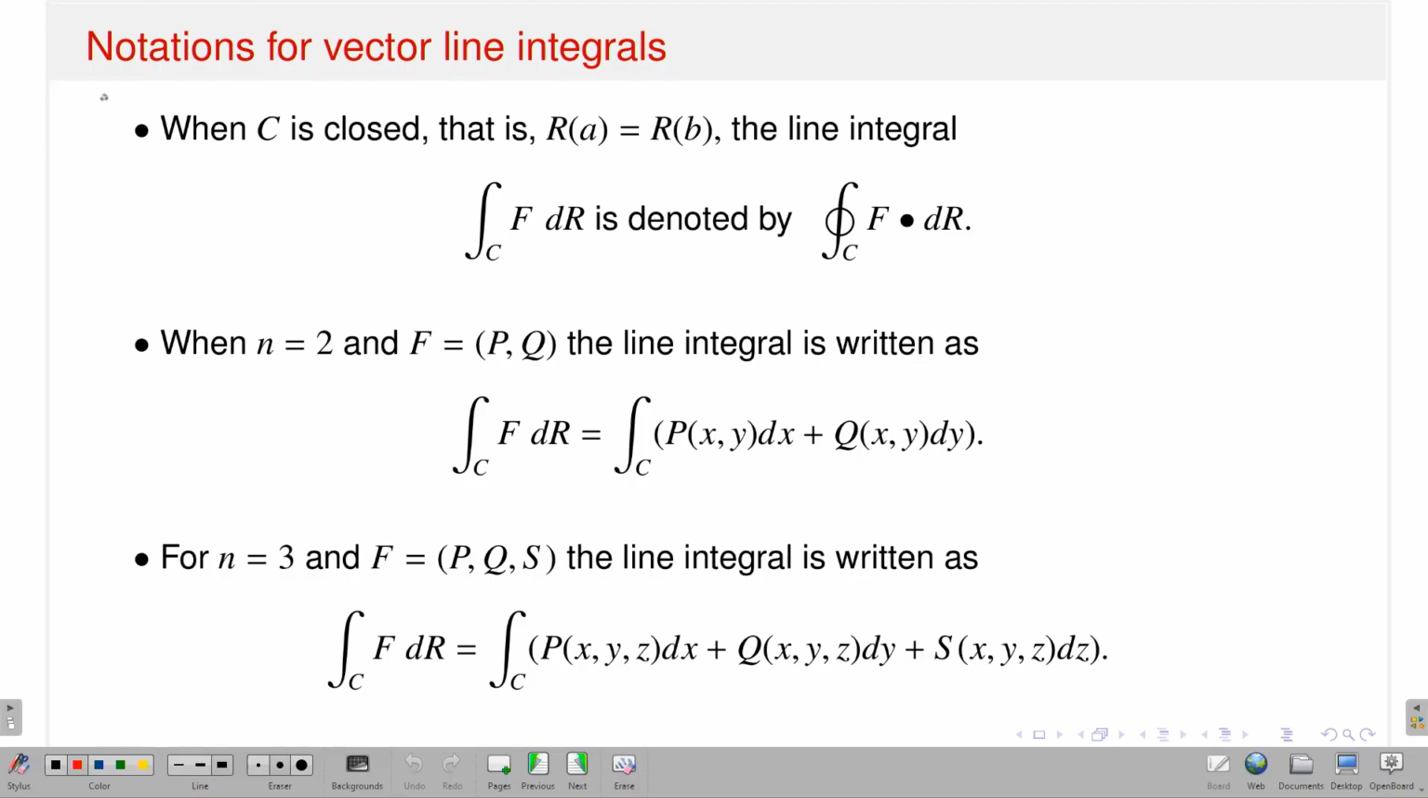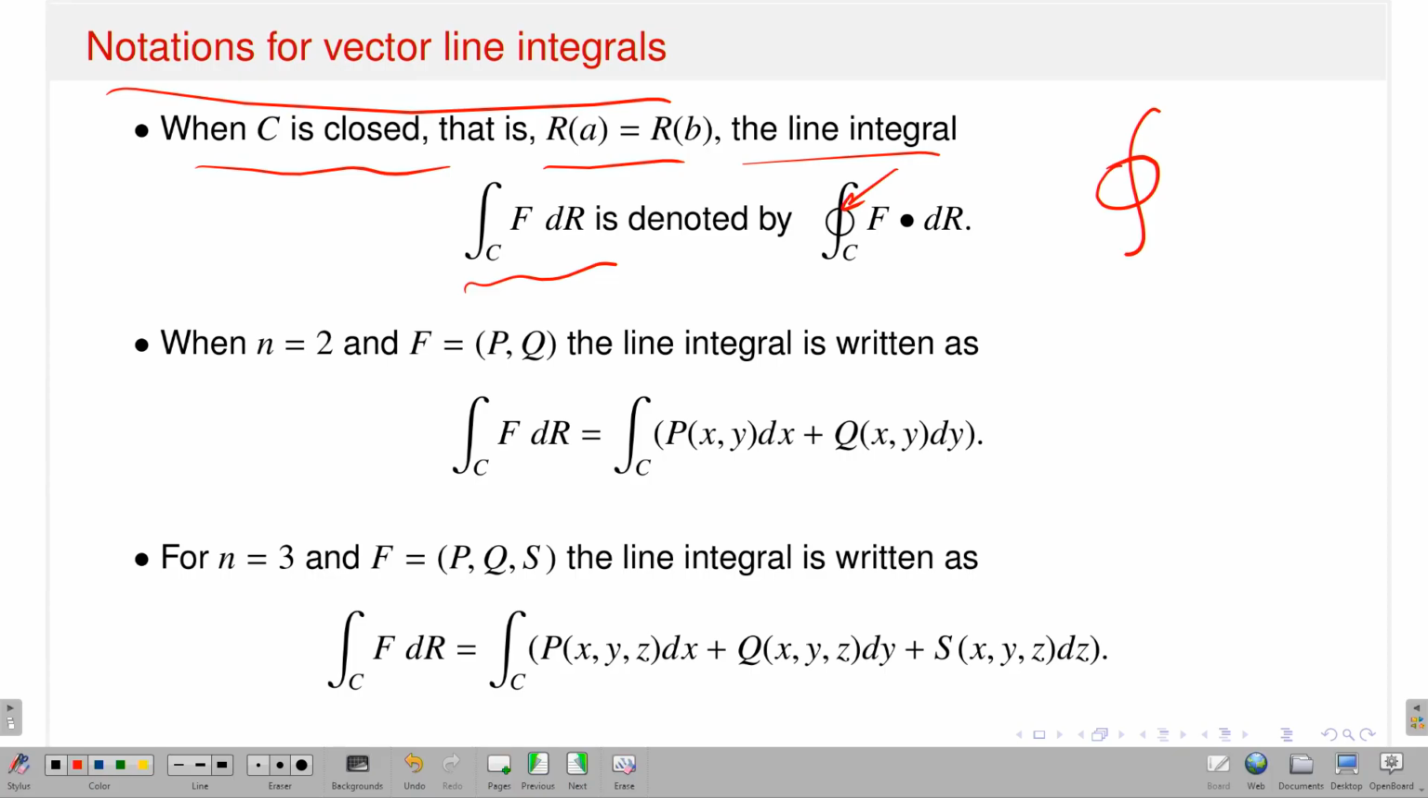Okay, so these are a couple of notations of vector line integrals, because various books use various notations. Now, when C is closed, that means if it starts from the initial point r(a) and ends at the final point r(b), C is closed means r(a) is exactly equal to r(b). Then the line integral of capital F over C dr is written with a circle on the integral sign. That means I am talking about my contour C being closed, a simple closed smooth contour. So that is one of the notations.